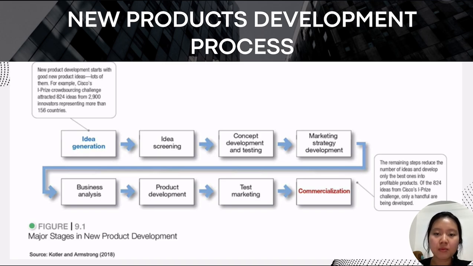Then they develop a marketing strategy to position and promote the product. Next are more technical parts: business analysis to calculate cost and profit. Then product development. The R&D team creates prototypes, followed by test marketing, and finally commercialization, which is the actual launch to the market. So this process reduces risk and ensures that only the most promising ideas reach customers.